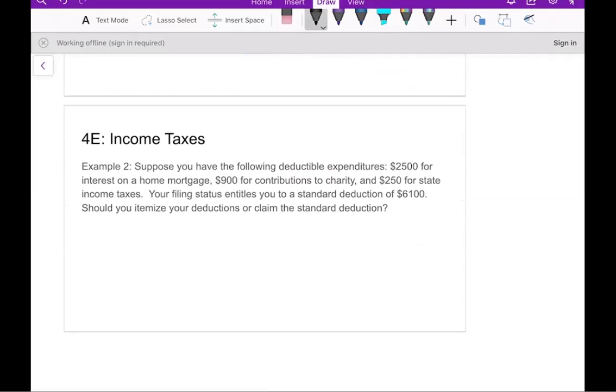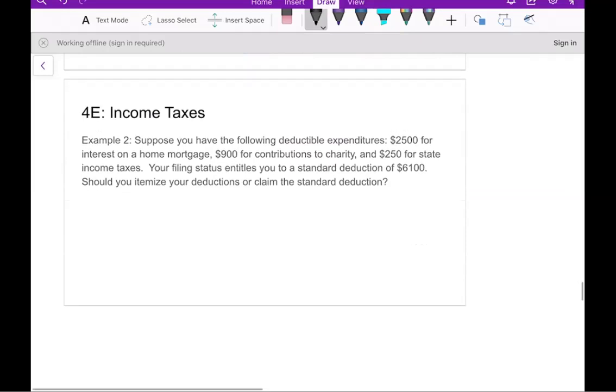Okay, so in this next example, we're going to suppose that we have the following deductible expenditures. We have $2,500 for interest on a home mortgage, $900 for contributions to charity, and $250 for state income taxes. Your filing status entitles you to claim a standard deduction of $6,100. Now, the question then becomes, should we itemize or take the standard deduction? If we itemize, we would add our $2,500 to our $900 to our $250, and that would give me, I believe, $3,650.